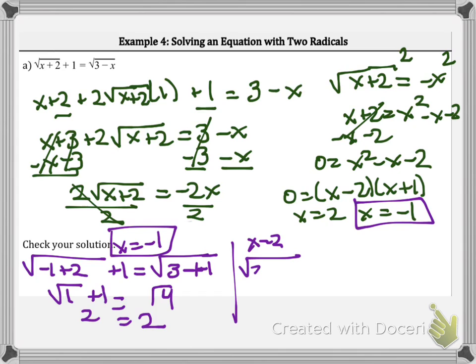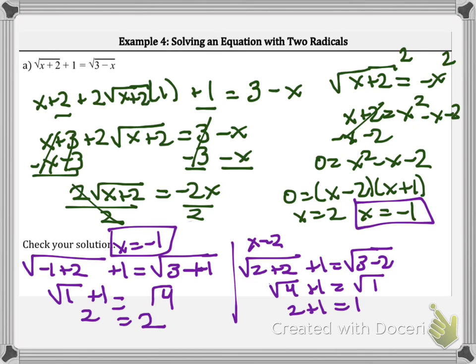So we have the square root of 2 plus 2, plus 1. Does that equal the square root of 3 minus 2? So 2 plus 2 is the square root of 4, plus 1. And 3 minus 2 is the square root of 1. So this is 2 plus 1. Does it equal 1? No, 3 does not equal 1. So therefore, x equals 2 is an extraneous solution. Our only solution is x equals negative 1.